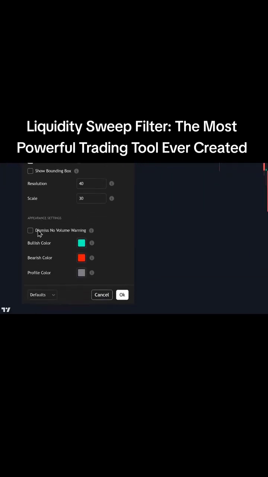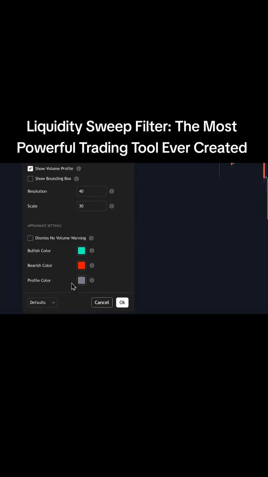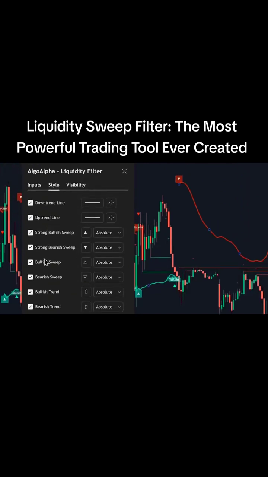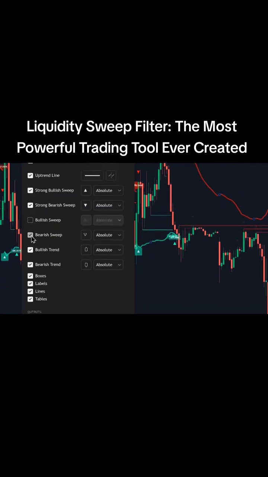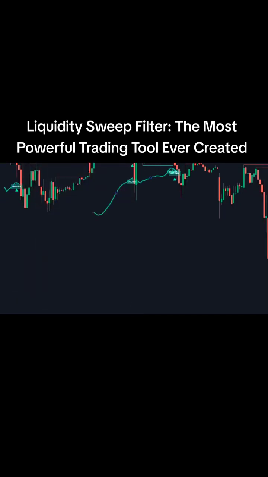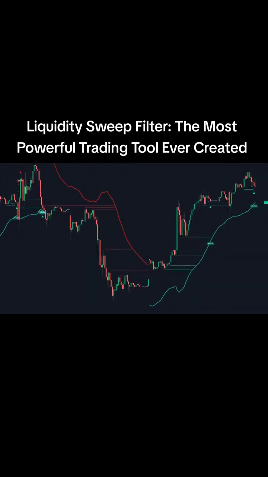Down here we can customize the colors for bullish, bearish, and profile colors. The Style tab has several visual options that we can toggle on or off. For me, I'm going to disable the bullish sweep, the bearish sweep, the bullish trend, the bearish trend. After that, click OK. The chart is now cleaner, so let's go over how we can use this indicator to trade.